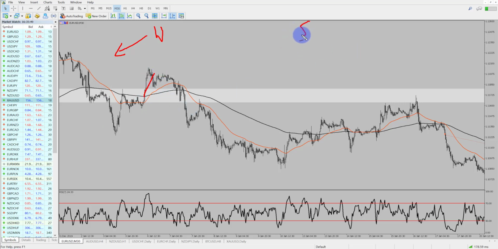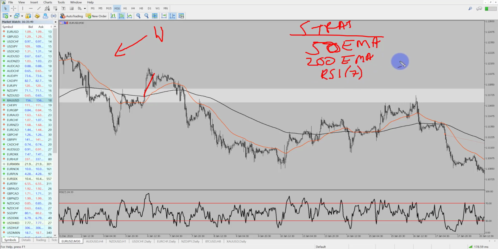So just to explain the strategy that I use, it's basically a 50 EMA, which is the red line, okay, on the screens, and I use a 200 EMA, which is the black line running through, and then I use an RSI 7 period, okay, and I look for overbought, oversold conditions depending on which way the market's going.